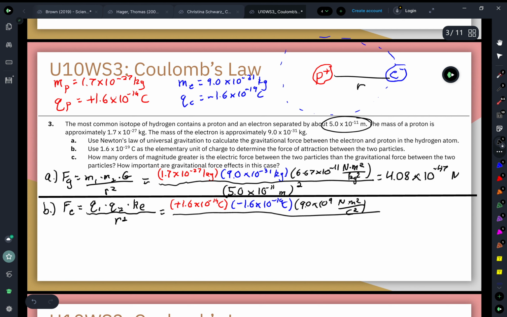And then they're still separated by the same distance of 5.0 times 10 to the negative 11th power meters, and once again, square it. When we plug this into a calculator, the value that we get is 9.22 times 10 to the negative eighth power. So these two things are very, very different. That negative eighth power means that we would shift that decimal to the left 8 times for our force electric, whereas in our force of gravity, we would shift it to the left 47 times. So it looks like our force electric, while small, is still significantly larger than our force of gravity.